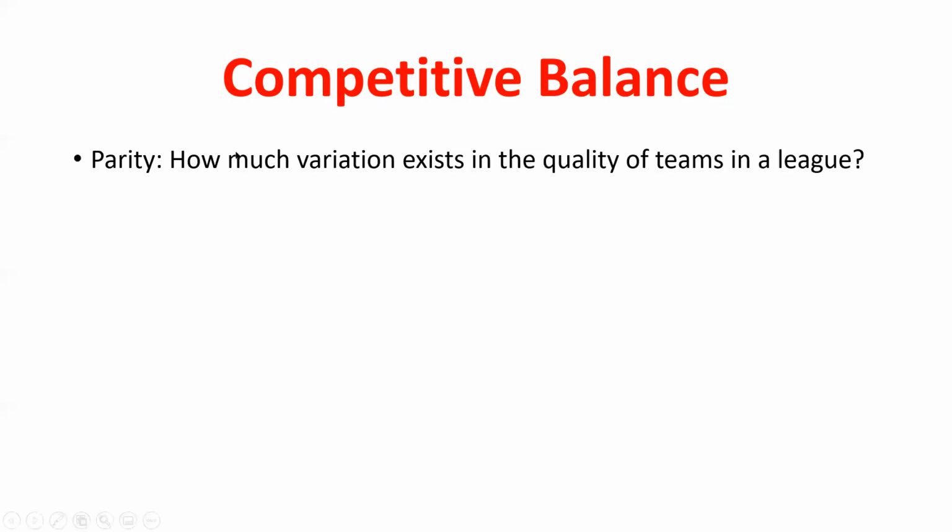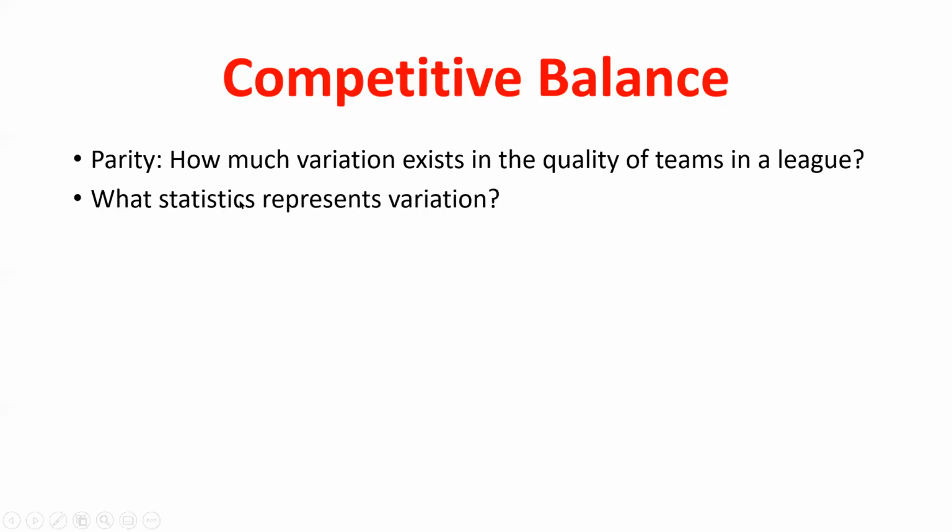Another word you might see used to describe this is parity. If we say there's a lot of parity in the league, we think there's a pretty low range between the highest and lowest quality team. There's not as much variation in quality. So how much variation exists?